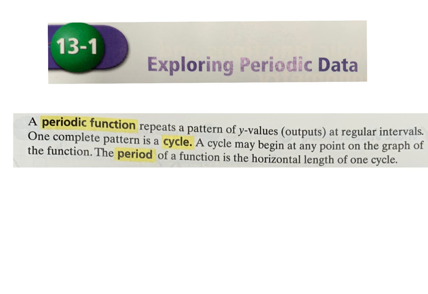It repeats a pattern. One complete pattern is called a cycle. So one complete pattern of your graph or your wave or function, whatever you're looking at, is a cycle. A cycle may begin at any point on the graph of the function. The period of a function is the horizontal length of one cycle. Okay, so one complete pattern is a cycle. How long it takes to complete that pattern is the period.